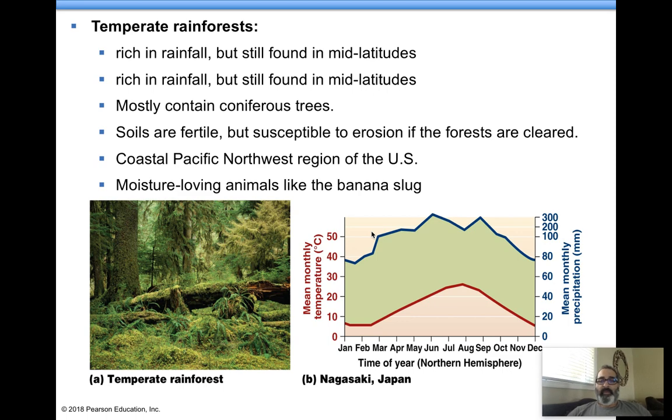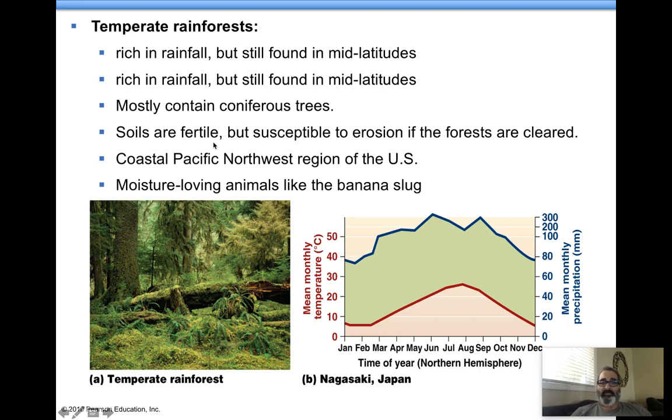Temperate rainforests. So this is the Pacific Northwest, where it's not a tropical rainforest. It is a temperate rainforest. It looks a lot like a traditional rainforest. You get a lot of rain, okay? It's rich in rainfall, but in this case, it's not at the equator. It's at a mid-latitude area. It's still a rainforest, but it's a mid-latitude rainforest. A lot of coniferous, cone-bearing trees. Soil is fertile, okay? A tropical rainforest, it is not. It is fertile in this one.